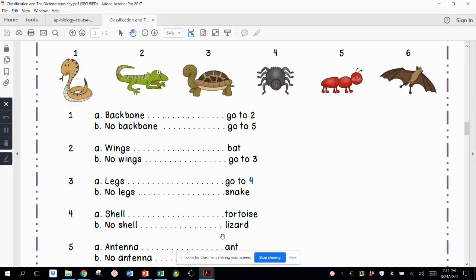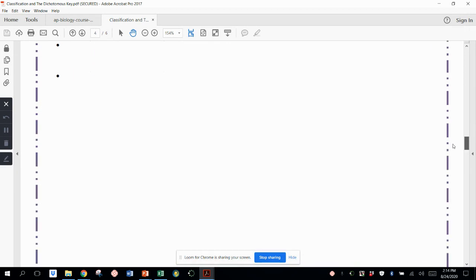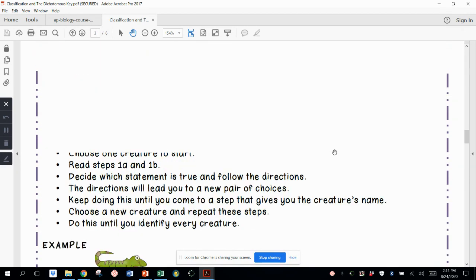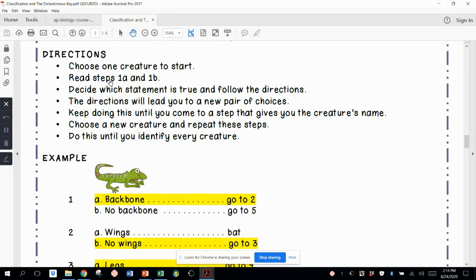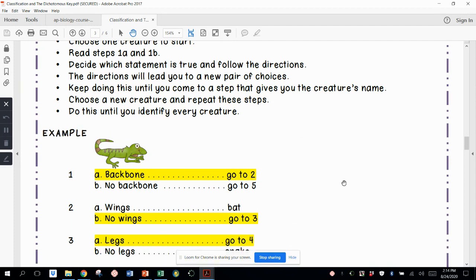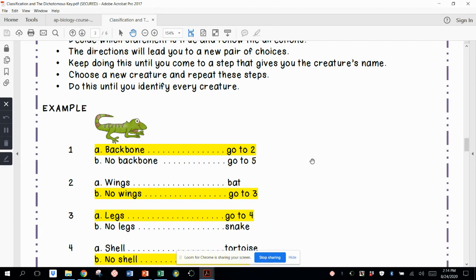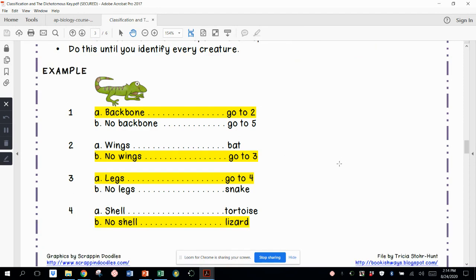Another example here is these little animals. So if we are trying to figure out the lizard, for example, I think that's the example down here. Yeah. Okay, so for the lizard, you choose one creature to start, you read the steps, 1A and 1B, and then you decide which one's true, follow the directions, and they'll lead you to new choices until it gives you a name. So in this case, it's a lizard.